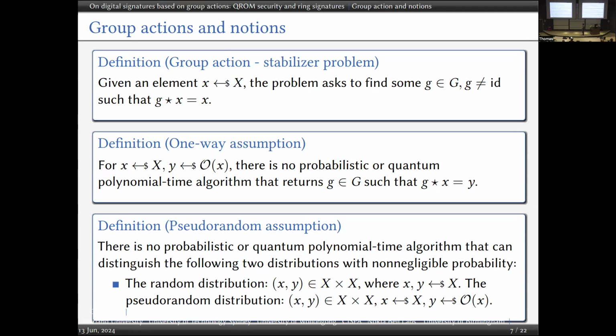The pseudo-random assumption is a stronger assumption. We assume there is no algorithm that can distinguish the random distribution from the pseudo-random distribution. For the random distribution, we sample two elements randomly from X. For the pseudo-random distribution, we sample one randomly and sample another from the orbit of X.